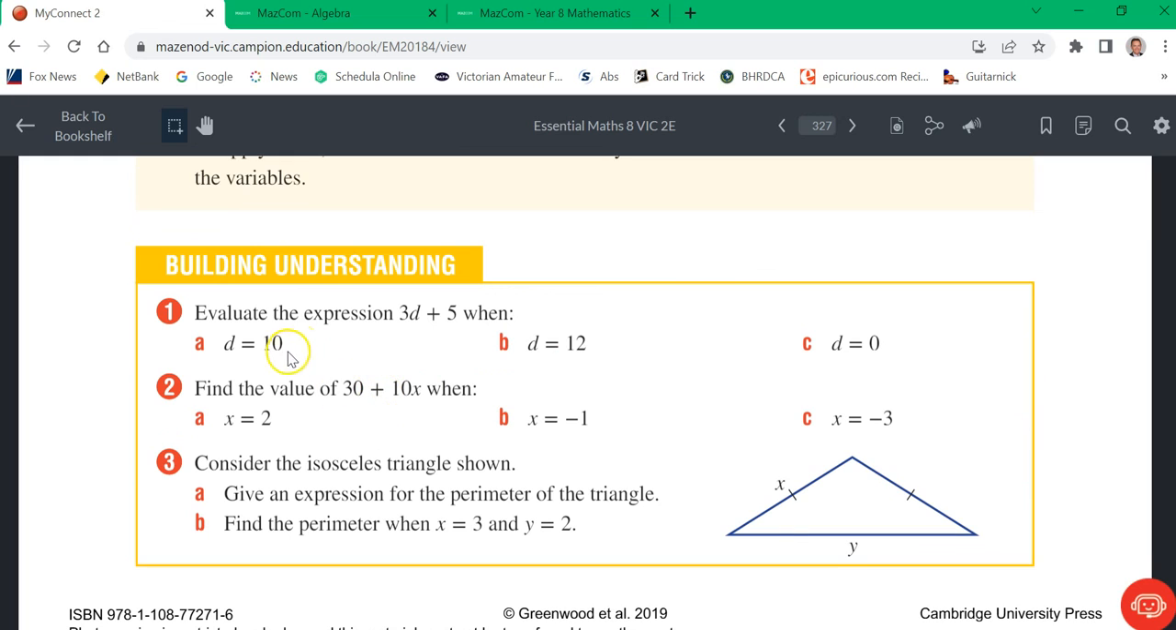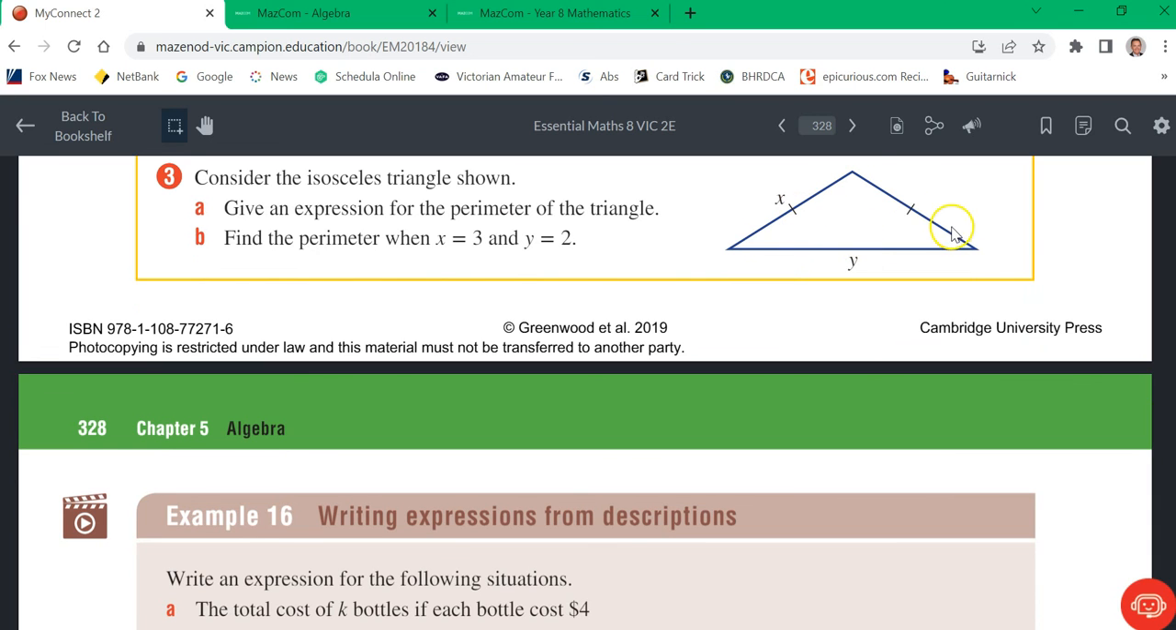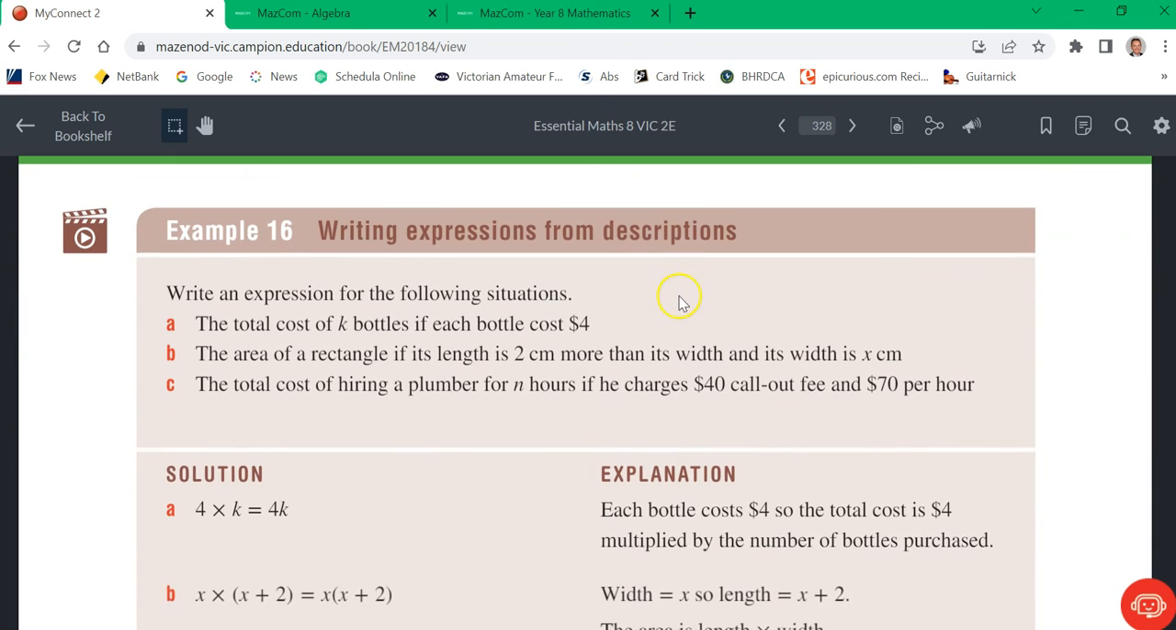Now, the understanding you can substitute: what would be the value of this expression when d equals 10 or when d equals 12. So 3 times 10 plus 5, or 3 times 12 plus 5, or 3 times 0 plus 5. Now, we can consider this situation here, which is an isosceles triangle, where two sides are equal length and the third one is not. So how do we find the perimeter of that? So there are some basic things that we should know how to do.